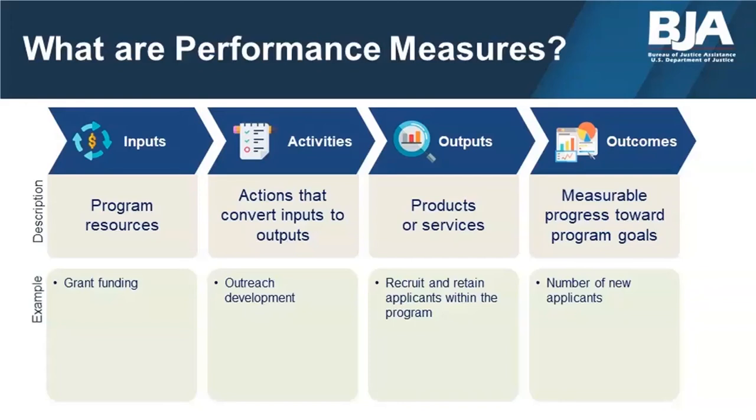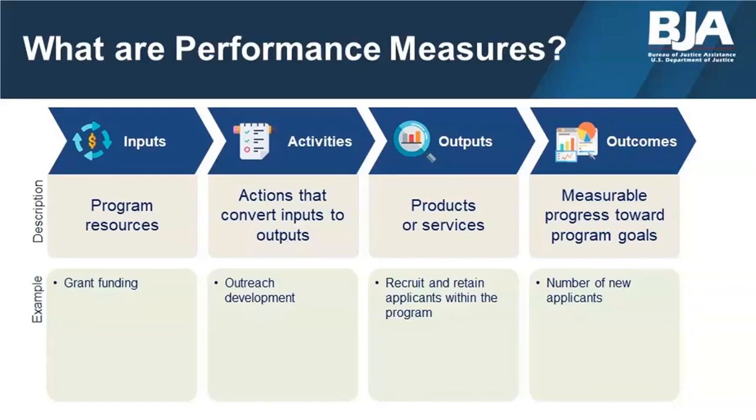What are performance measures? Performance measures are composed of inputs, activities, outputs, and outcomes. Inputs refer to program resources. Examples include grant funding, like where we ask about your program's funding allocation by partner in type question 1. Activities are the actions that convert inputs to outputs that eventually result in measurable progress toward the program's goal. These can include things like outreach development, recruitment and retention, and lastly, the number of new and previously funded applicants.